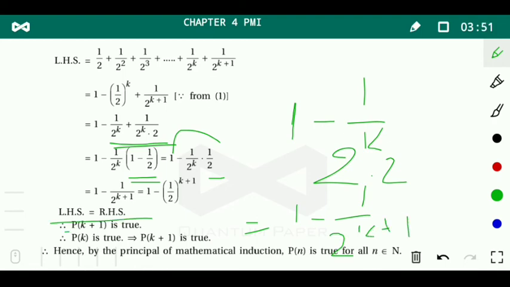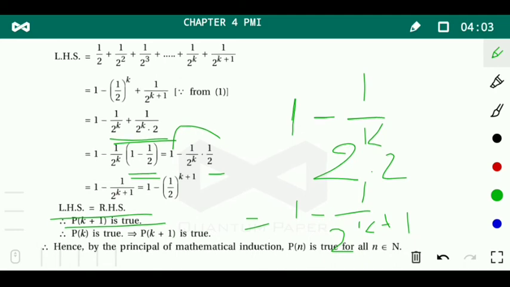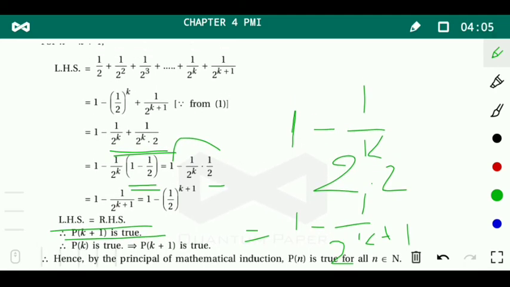Therefore P of k plus 1 is true. Therefore P of k is true implies P of k plus 1 is true. P of k plus 1 is true whenever P of k is true. Hence, by the PMI, the principle of mathematical induction, P of n is true for all n belongs to capital N.